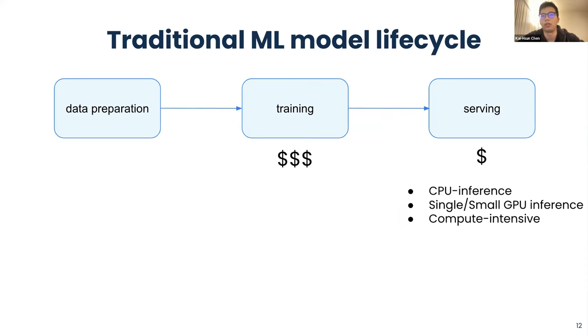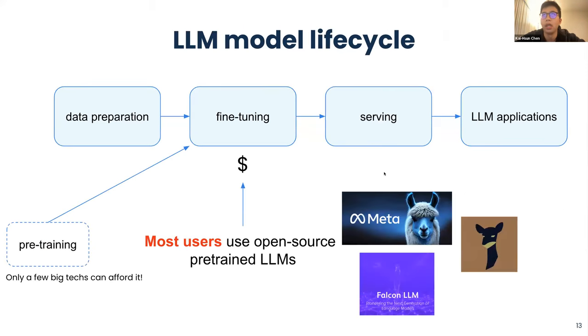I think before the large language model, the ML model lifecycle was simple: data preparation, training, and serving. Most people put emphasis on the training because it requires a lot of GPUs and costs a lot of money. For serving, because the model was small, most models could use a single small GPU for inference, or if something was not that latency sensitive, a user could also use the CPU for inference. At that time, the bottleneck was computation bound.